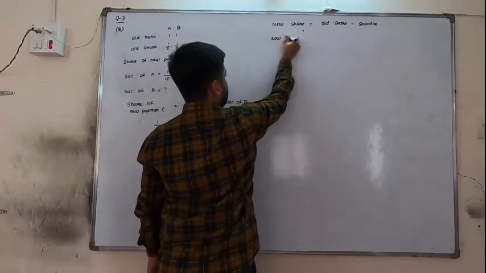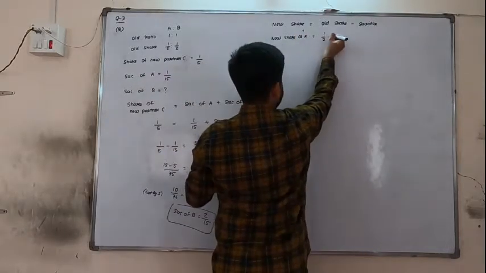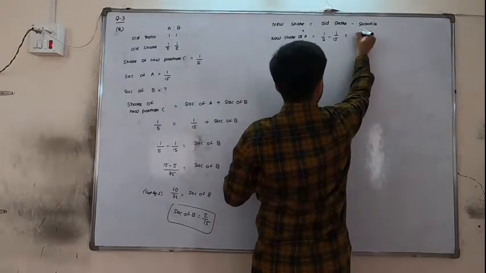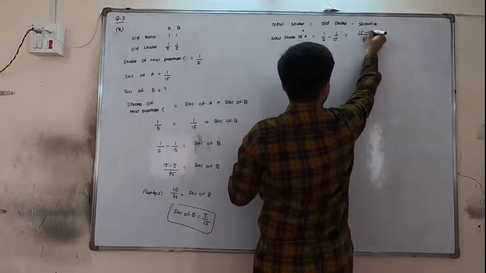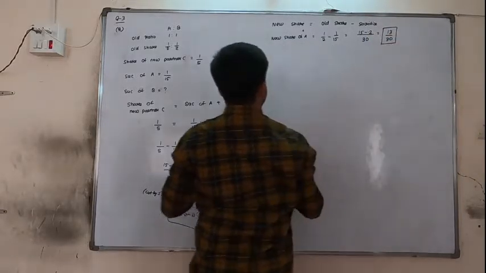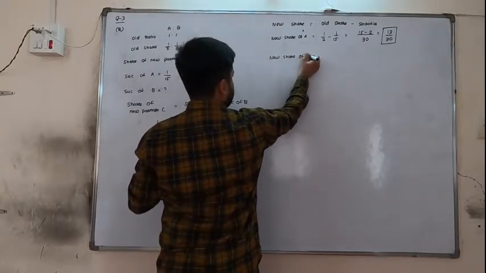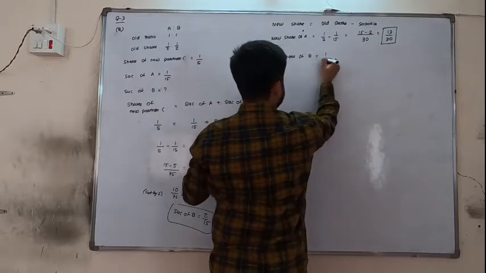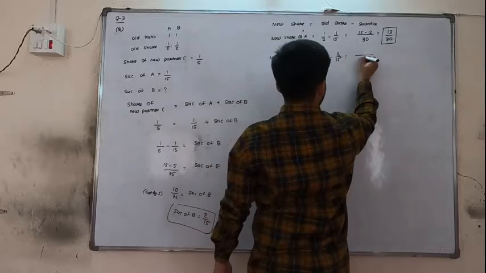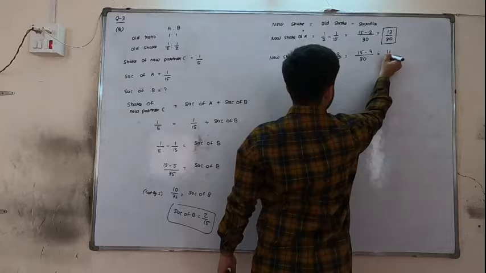So we will go for new share of A. Old share of A is 1/2. Sacrifice of A is 1/15. 15 2s are 30, 15 1s are 15, 2 1s are 2, so 13/30. Then new share of B. Old share of B is 1/2. Sacrifice of B is 2/15. 15 2s are 30, 15 1s are 15, 2 2s are 4, so 11/30.